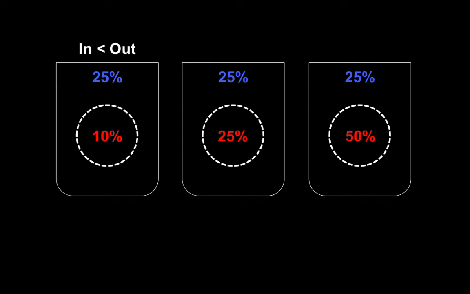We have three beakers set up with similarly sized cells, and they're each in a concentration of 25% solute. So the solution around them is 25%. However, on the inside, I have 10, 25, and 50%. So the first thing I've got to do is figure out where's the higher number. Well, on the first one, outside is greater. The second one, they're the same. And then the third one, the inside is greater. So now I can figure out which way the water is going to move. Because remember, the water moves to the higher number.